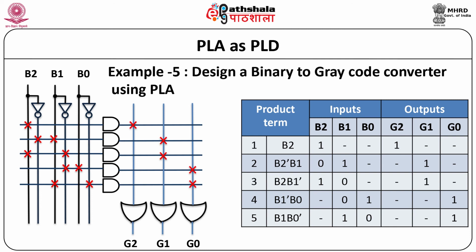Let us now program OR matrix. For generating G2, the crosslink is put on the first product term. Similarly, for G1 and G0, 2 crosslinks are placed for 2 product terms each.